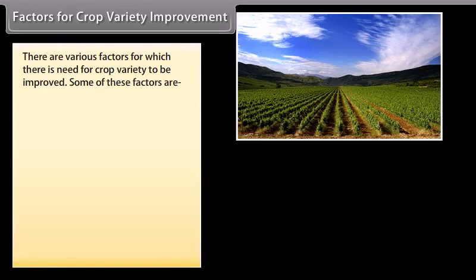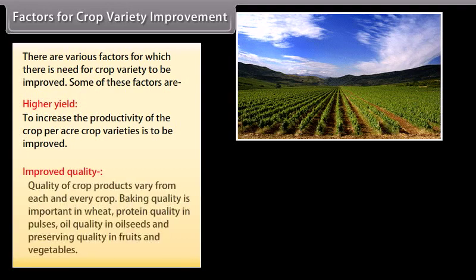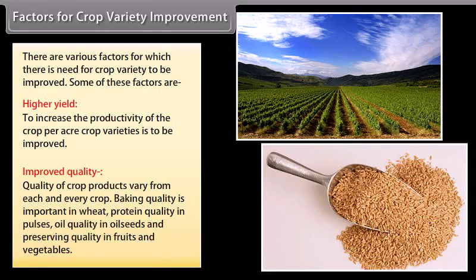Factors for crop variety improvement. There are various factors for which there is need for crop variety to be improved. Some of these factors are higher yield. To increase the productivity of the crop per acre, crop varieties are to be improved. Improved quality. Quality of crop products varies from crop to crop.